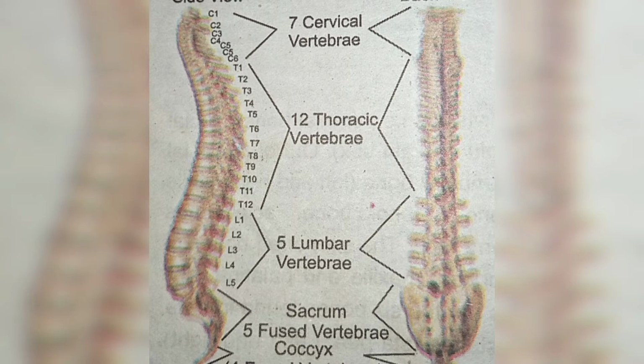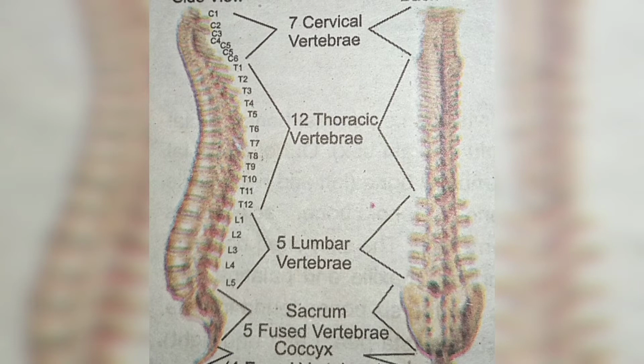Now we learn where the kidney is present, or what the location of the kidney is. As you can see in the picture, there are 12 thoracic vertebrae and 5 lumbar vertebrae. So the kidney is present at the 12th thoracic vertebra and the first lumbar vertebra. So this is the location of the kidney.